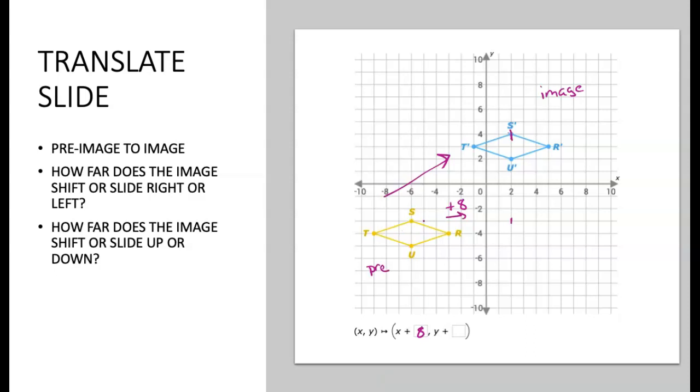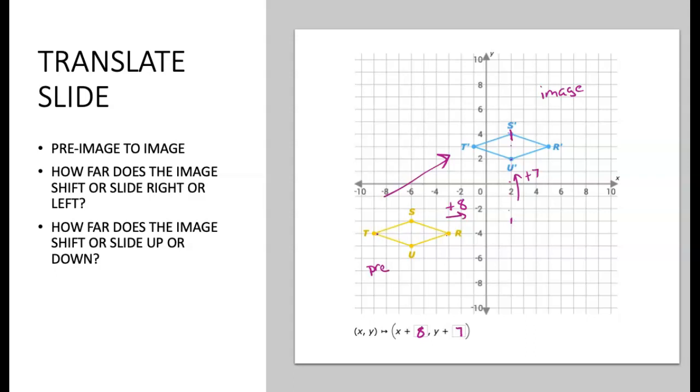Now my Y value, I slid over, now I have to go up. How far did I move up? 1, 2, 3, 4, 5, 6, 7. I moved up 7. So I can say my Y values for these figures from the pre to the new image is +7. So we write the rule: for each point, I'm going to move to the right 8, so +8, and I'm going to move up 7, so +7.